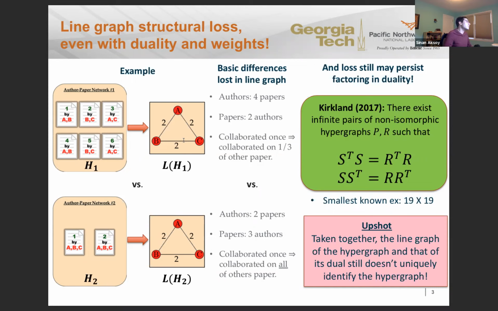In some somewhat recent work by Steve Kirkland, who is a combinatorial matrix theorist, he proved that even if you have the weighted line graph of the hypergraph and the weighted line graph of the dual, that pair is still not enough to uniquely reconstruct the hypergraph in all cases. The smallest known example that he has is a 19 by 19 example, which I can't draw very easily here. But as you might expect, these are very structured families of hypergraphs for which this is true.